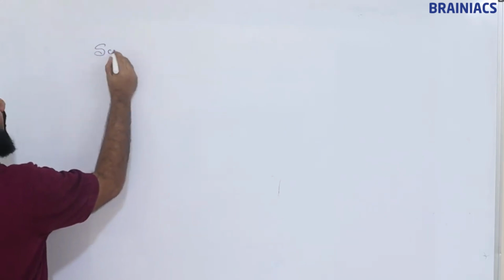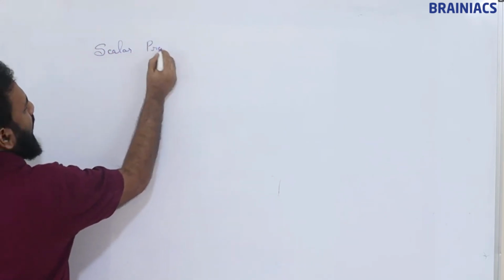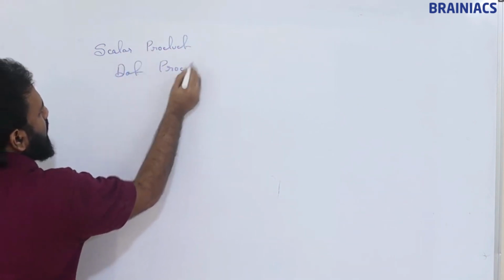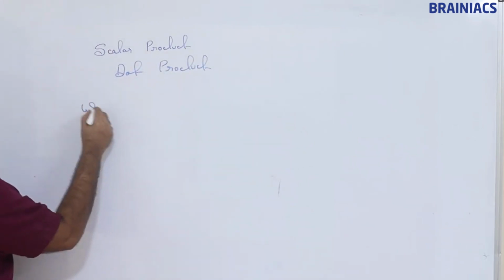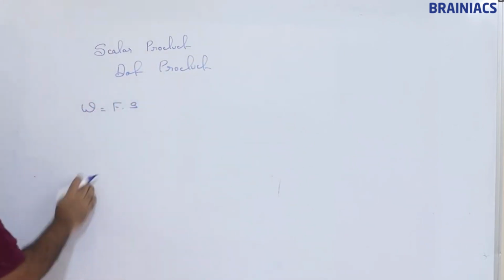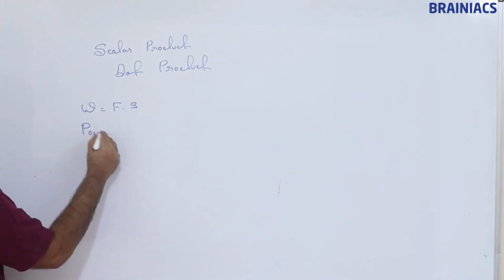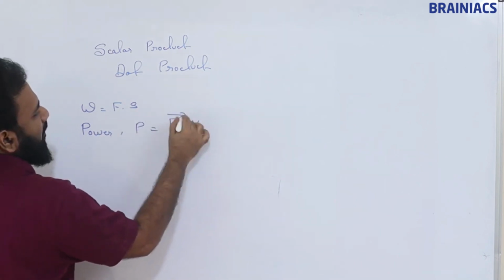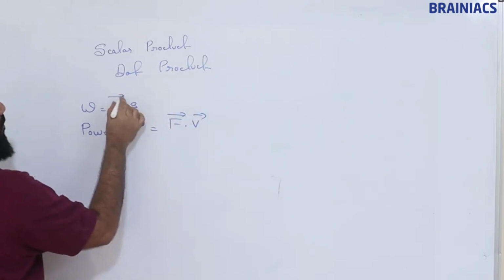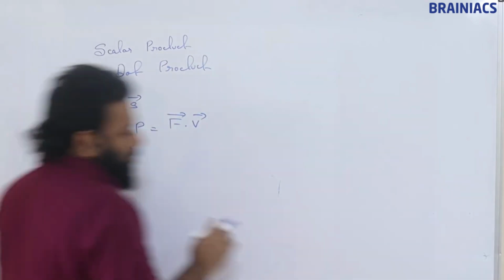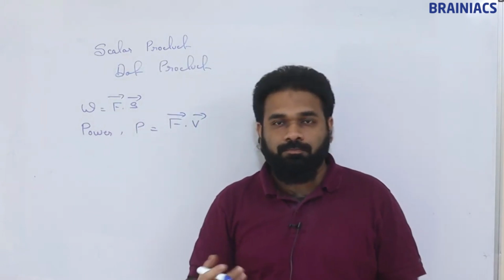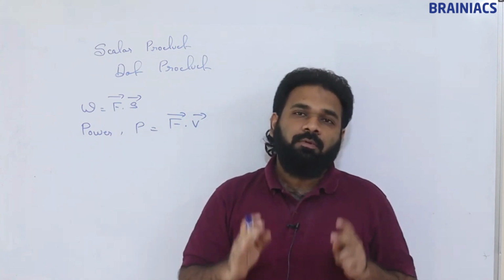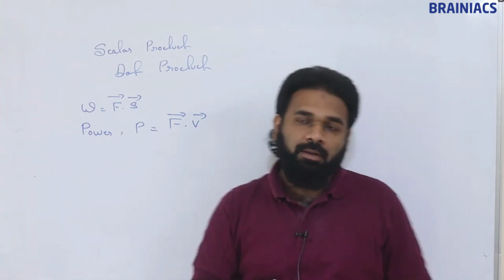So scalar product or dot product: work is equal to F dot S. Another example is power. Power P is equal to F dot V, force dot velocity vector. Force into a displacement or distance vector, we get work when it is a dot product.